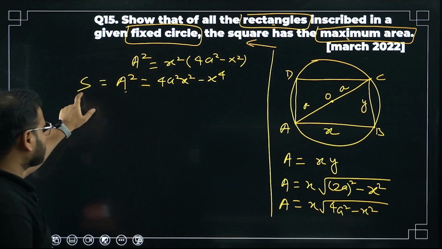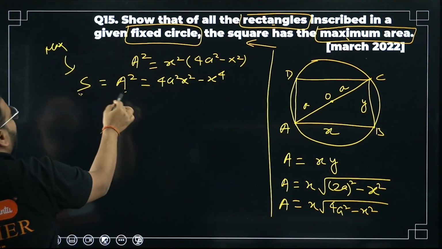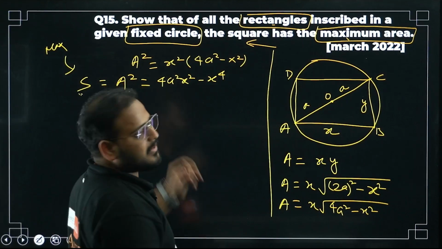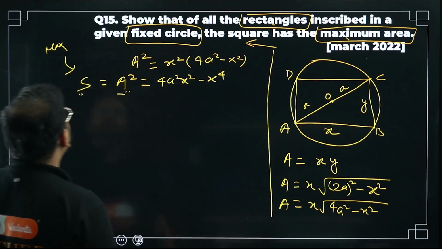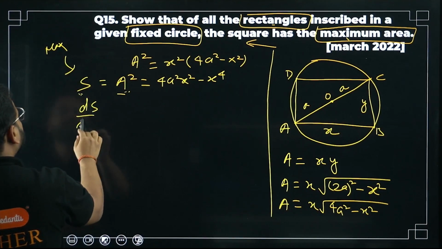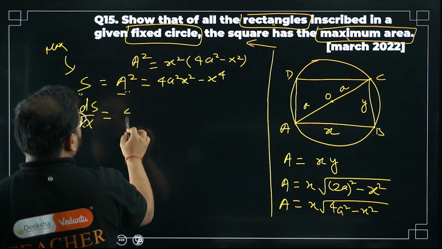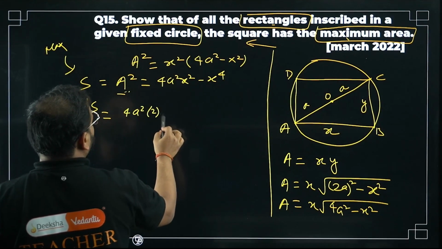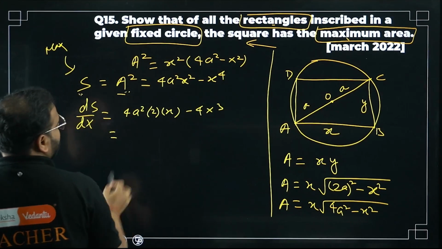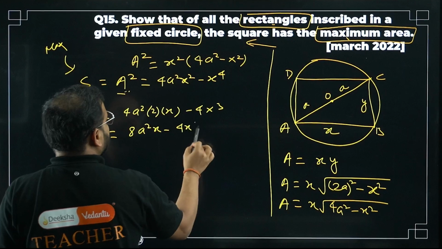If I maximize S, won't A also be maximized? Please check. If A square is maximum, it means A will be maximum, right? Chaliye. So let's maximize S. For that, we have to take the derivative. So dS by dx we will take. Please check this out. 4A square is a constant. So 4A square times 2x minus 4x cube. What we are getting? I'm getting here 8A square x minus 4x cube.